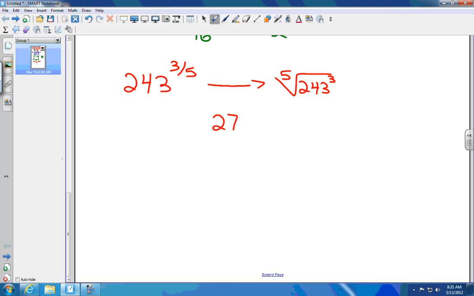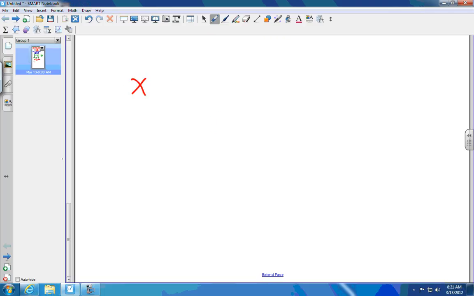Some of the later problems won't be as easy because you can't necessarily type them in your calculator. x to the 1/5 times x to the 4/5. For instance, you cannot do that. You can't type that in your calculator. So you have to remember, what do you do with those exponents? When you multiply with the same base, which is what you're doing here, what do you do with the exponents? Add them. So that would give you x to the how many fifths?